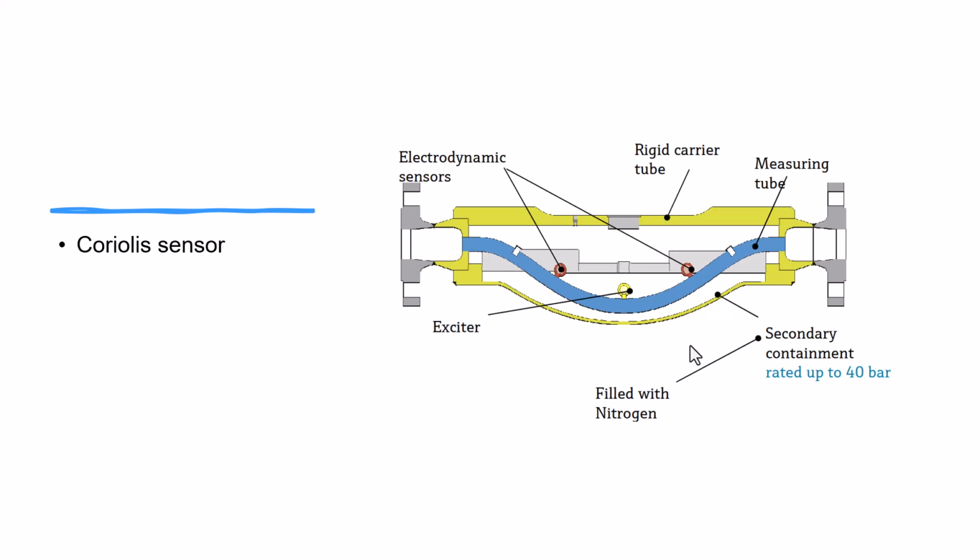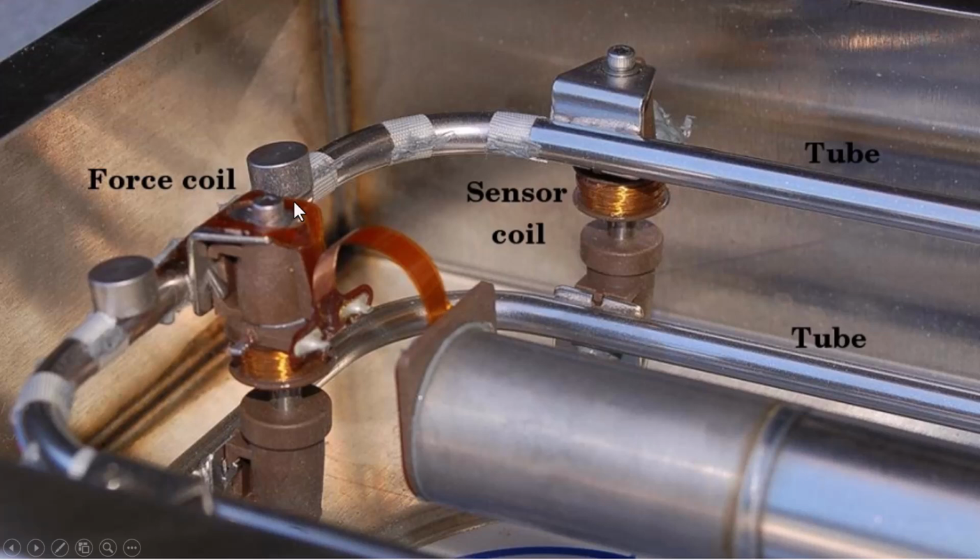A Coriolis flowmeter has three coils. One coil is called the exciter, sometimes we call it the force coil. The other two are called sensor coils. In this location, on the tube, are the inlet sensor and the outlet sensor, the electrodynamic sensors. This is called the exciter, we call it the force coil. Here is the force coil, these are the sensor coils, and here are the tubes.